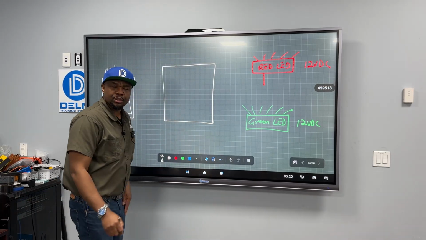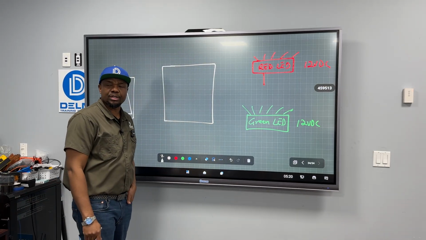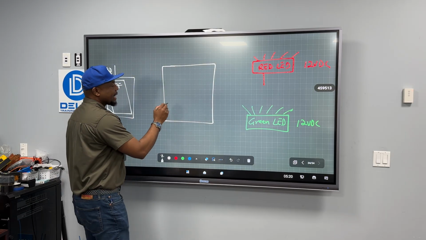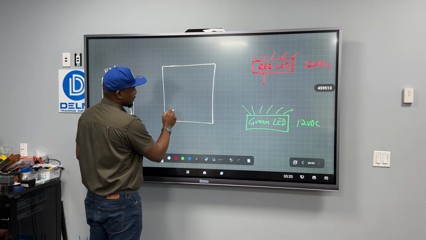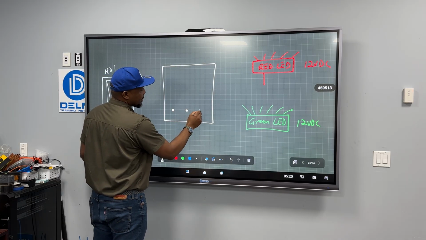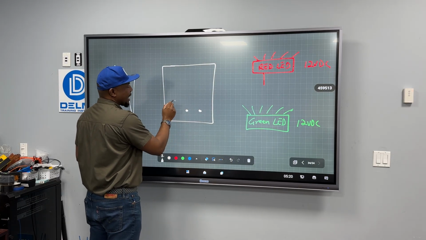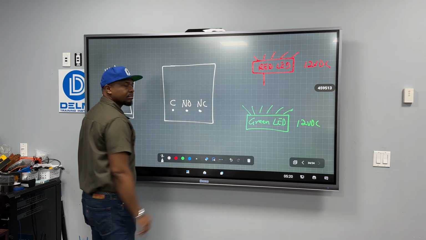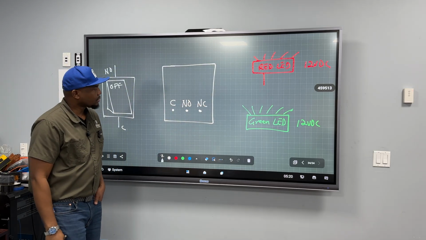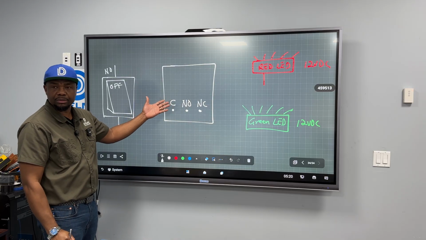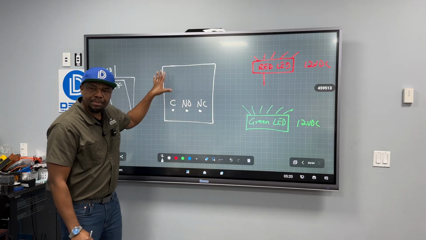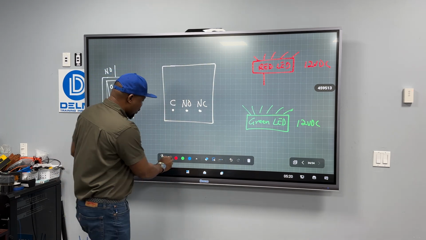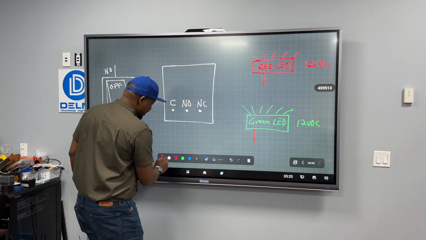Right, so what I'm going to do is introduce a switch that is a common, normally open, normally closed. Right, that's all I'm going to introduce. This is going to be my control device, and at that moment, I'm going to connect it to these two things here.